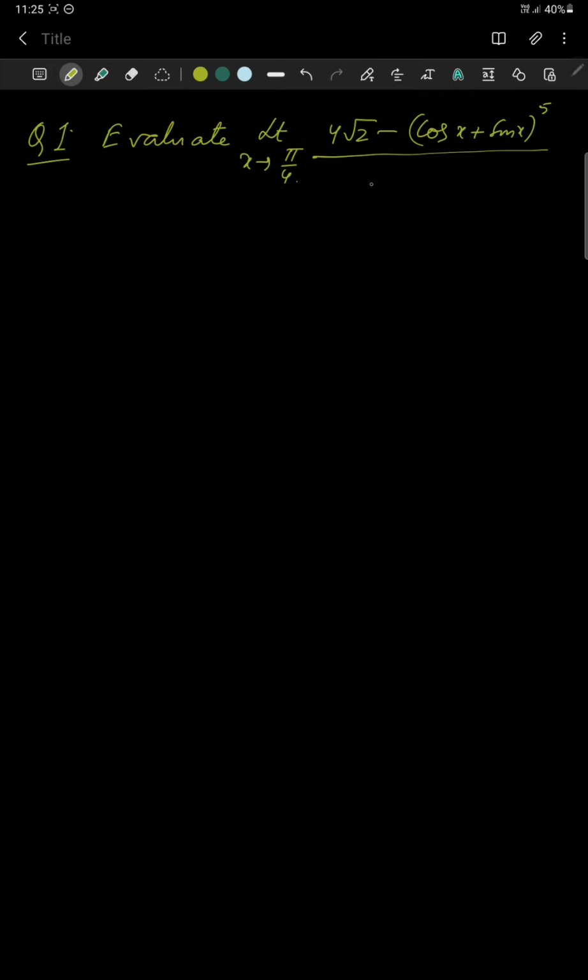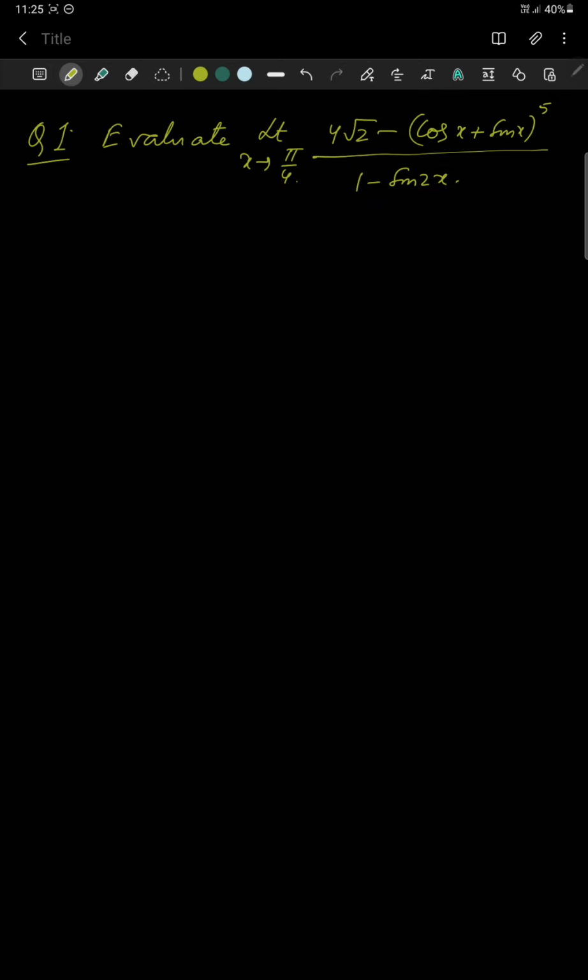Let me just discuss a few problems based on limits. The first question is this: evaluate limit x tending to pi by 4 of (4 root 2 minus (cos x plus sin x) whole power 5) whole divided by (1 minus sin 2x).